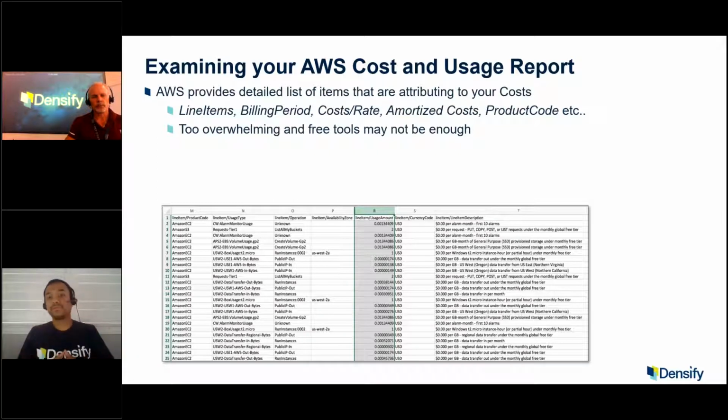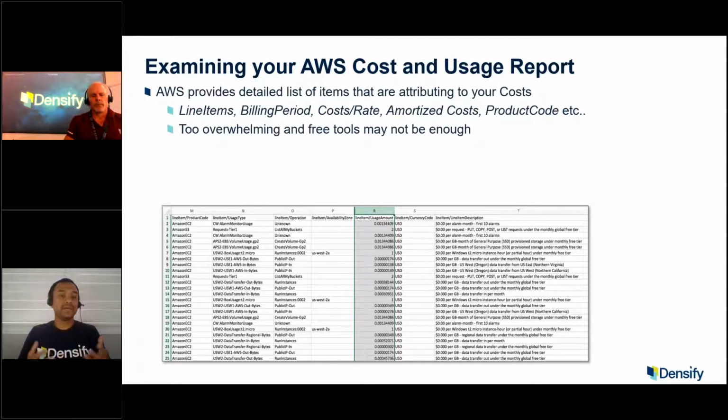And as you can see in the screenshot, it's a breakdown of the actual cost. What exactly is your monthly cost made out of? And there are various columns, and you can see there are columns with product code, usage type, billing period, what's your amortized cost. Now, the challenge is here that while this data is coming and it's very, very detailed, it's very, very granular, it can become too overwhelming. And there's not enough insights that you can derive from using some of the free tools that are out there.